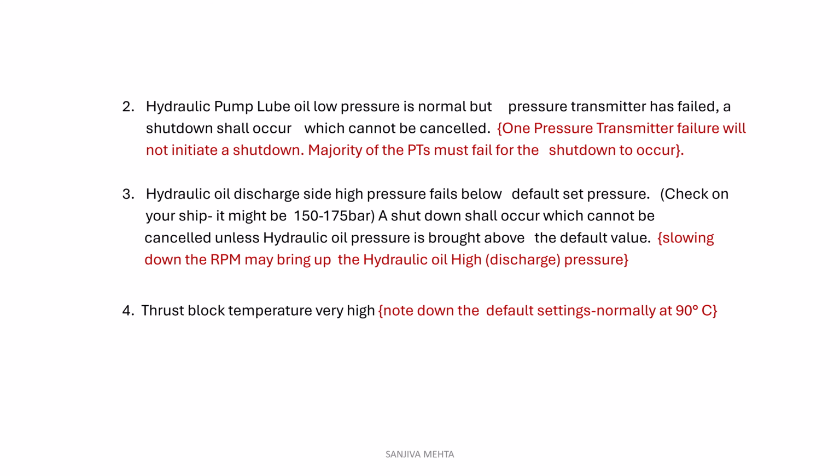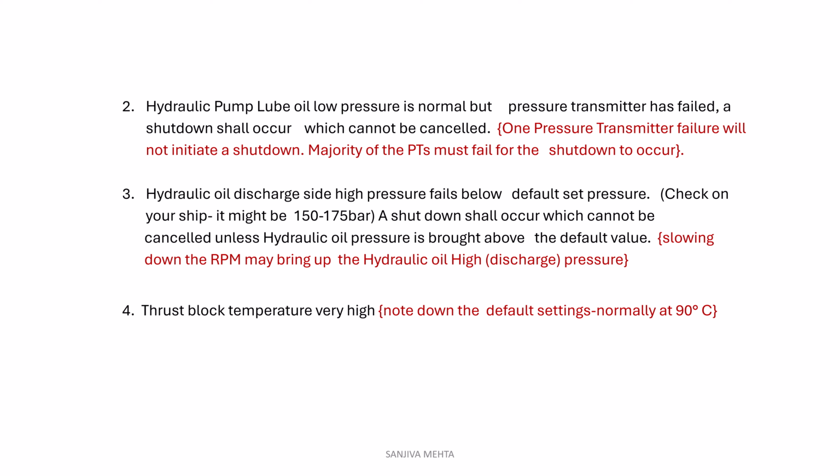Hydraulic pump lube oil low pressure: the pressure is normal, but the pressure transmitter has failed. It is the pressure transmitter which tells the system what the actual pressure is. The actual pressure may be there, a manual gauge might be showing it, but the pressure transmitter is giving you a faulty signal. So one pressure transmitter failure will not initiate a shutdown. Only when a majority of the pressure transmitters have failed will the shutdown occur.